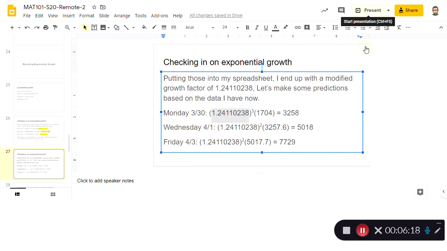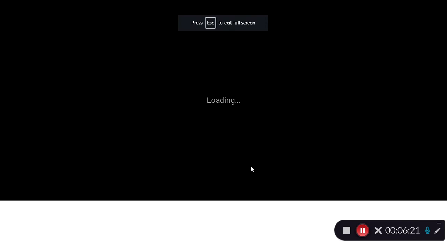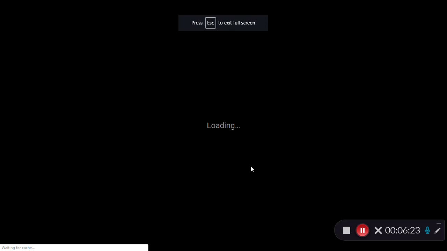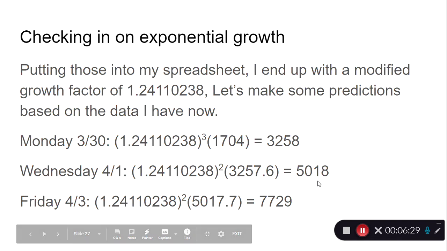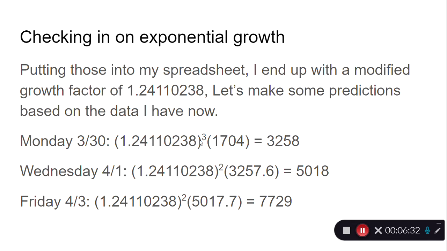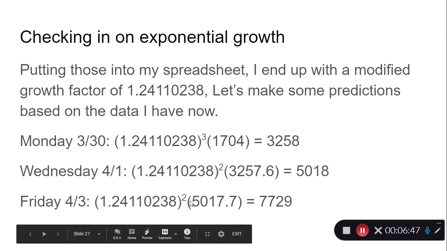So here are some predictions. Now again, this is not a very sophisticated way of predicting these numbers, but it's a 101 class, and we're doing our best. So I made this prediction, this slide on the 27th. So there's 3 days. So multiply by the growth rate 3 times to find Monday. Monday to Wednesday, I multiply by twice, exponent of 2. Wednesday to Friday, I multiply by twice. So this is the current growth rate as I have it.